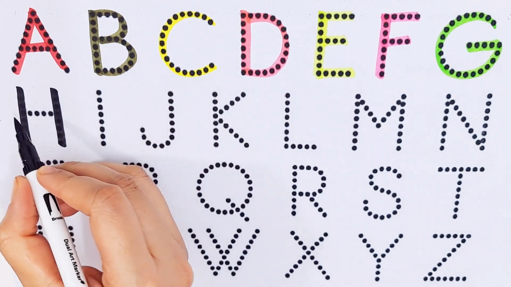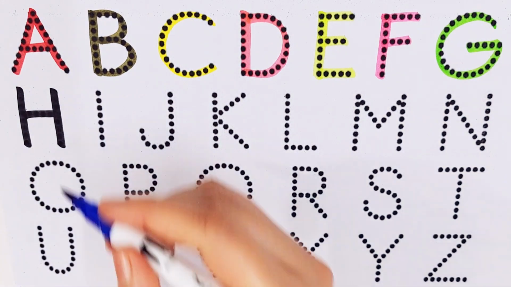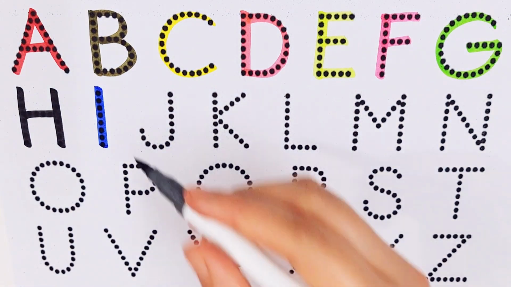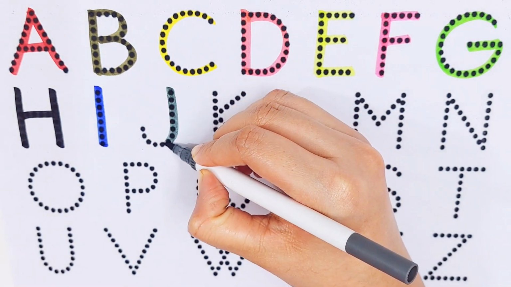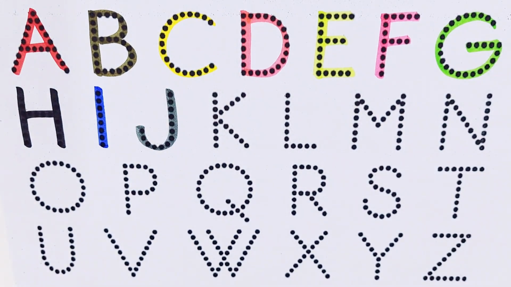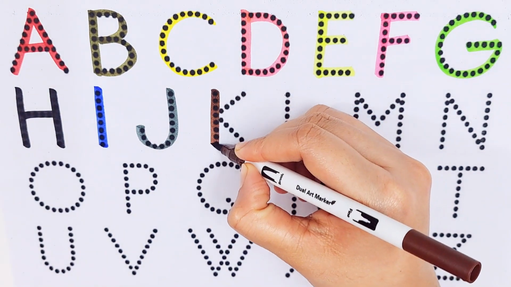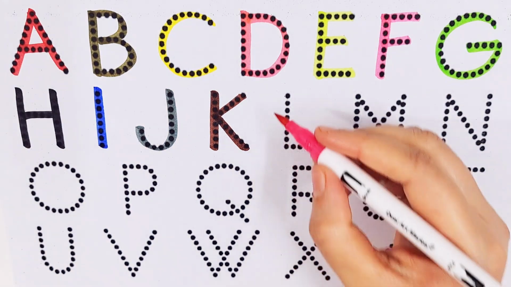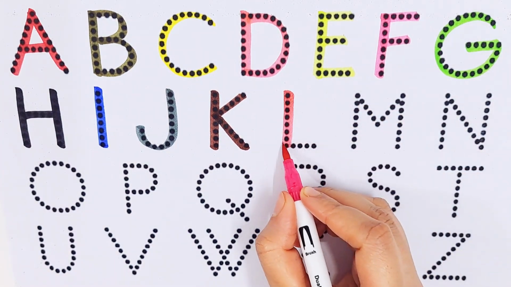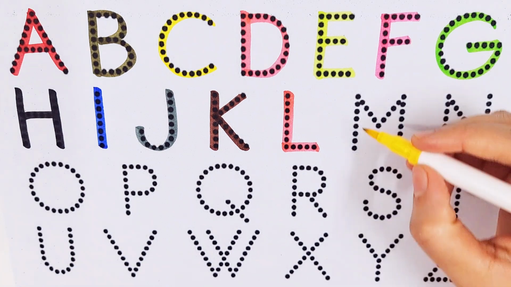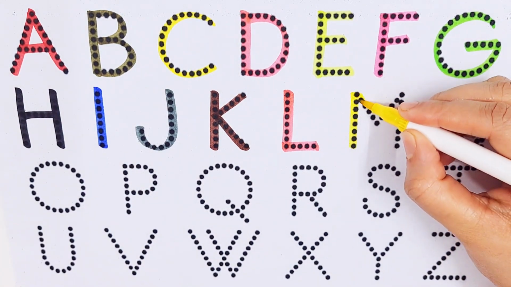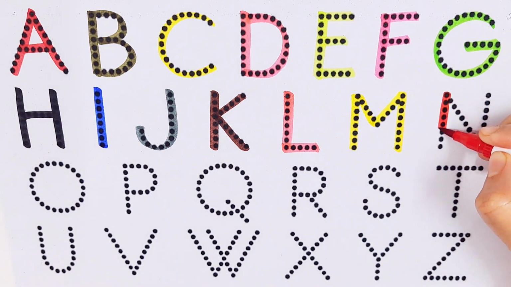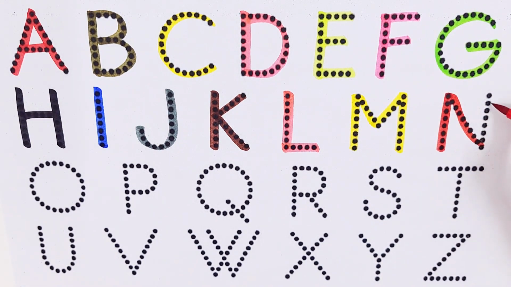H for hair. I for eyes. J for jar. K for kids. L for lion. M for monkey. N for nose.